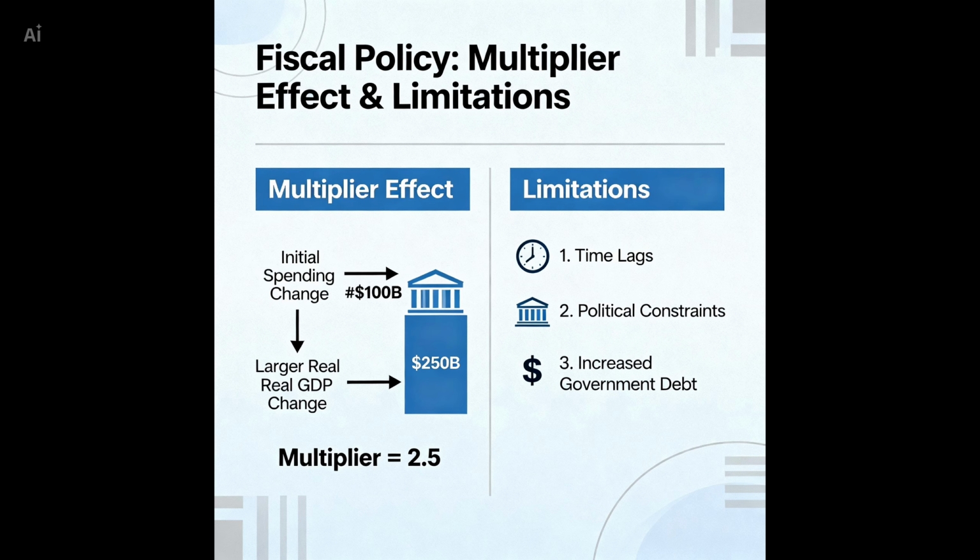So now, fiscal policy works through the multiplier effect, where an initial change in spending causes a larger change in real GDP. Limitations include time lags, political constraints, and increased government debt.